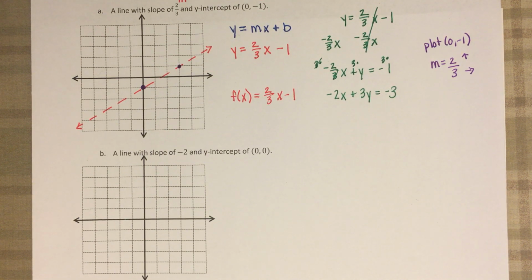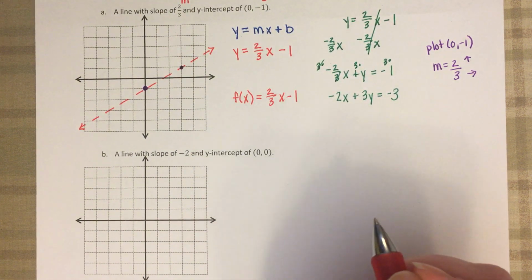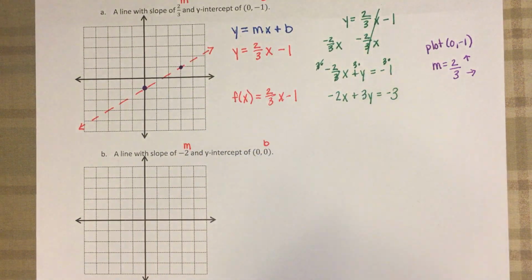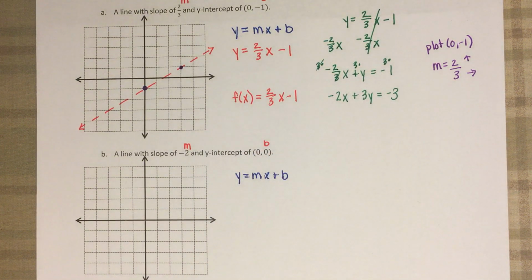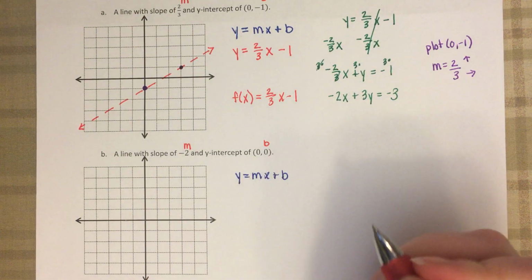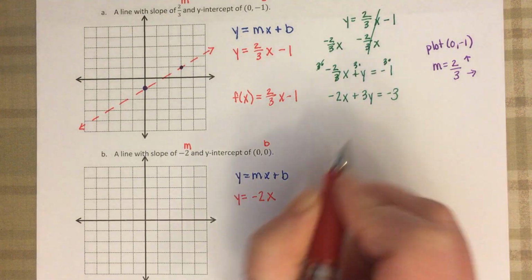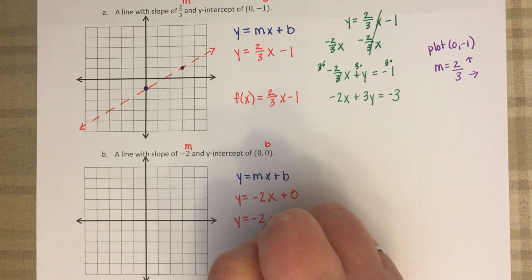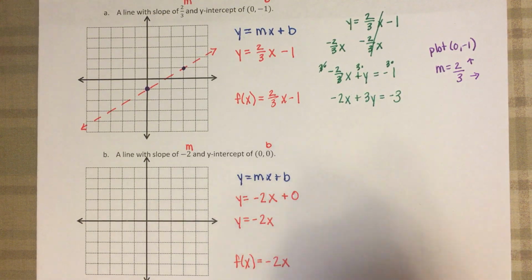B is going to be set up very similarly to example A. We're told that we have a line with a slope of 2 and a y-intercept of 0, 0. So our m is 2 and our b is 0. Again, we're going to start with our slope-intercept form, y equals mx plus b, and we're going to plug the appropriate numbers into our equation. So we keep the y. We're going to have negative 2 for our slope, so we have negative 2x plus 0, which we can just rewrite as y equals negative 2x. This is going to give us our function form, f of x equals negative 2x.